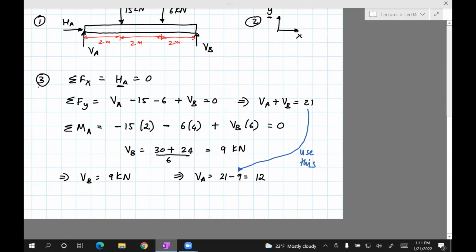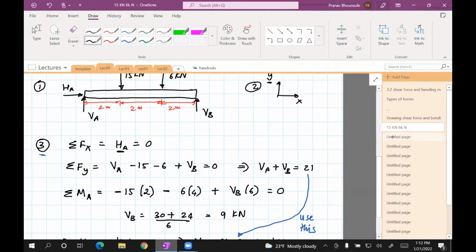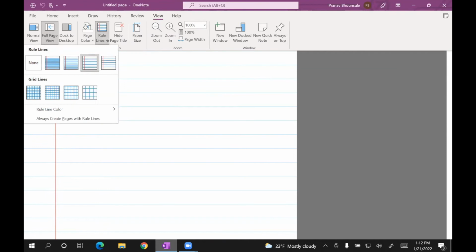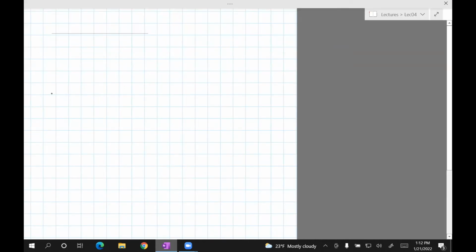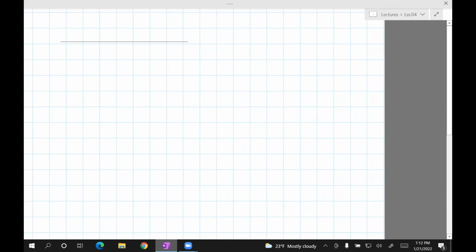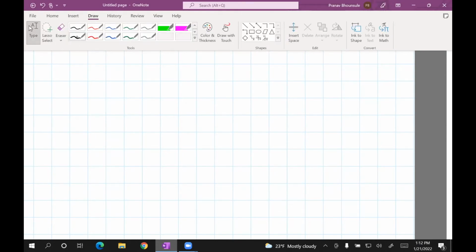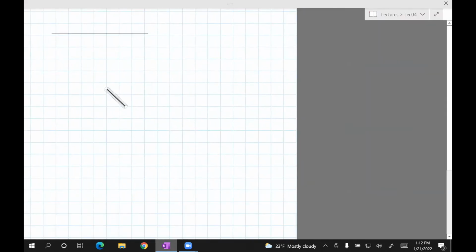Okay, so we're done with step three, and now we come to the point where we are drawing the shear force and bending moment diagrams. So let's do that. Now, when you're drawing the shear force and bending moment diagrams, it works to your advantage to draw them side by side, because you will need to use one of them, the shear force diagram, to draw the bending moment diagram. So I'll just draw them side by side. Let's divide this page.